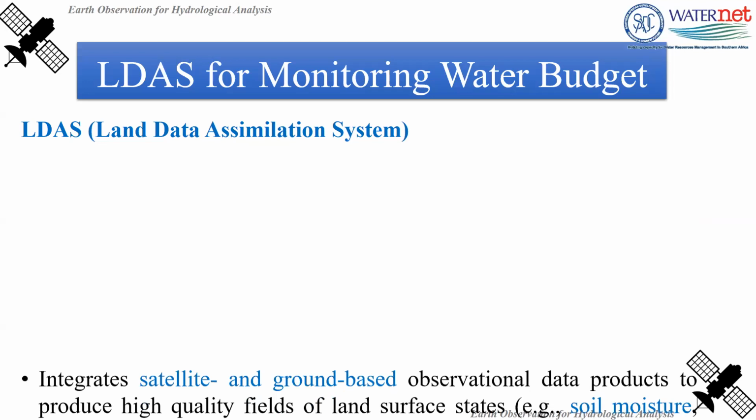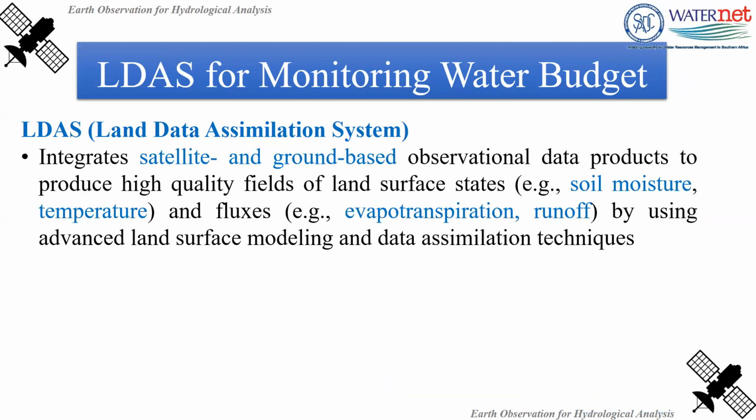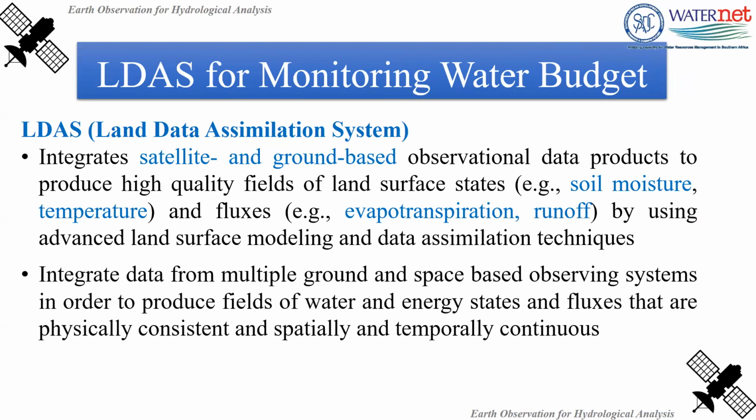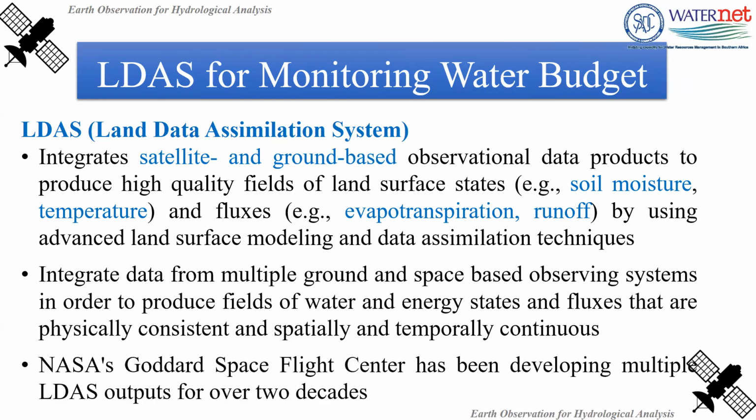Ground observations, the water budget components that we're interested in. And the Land Data Assimilation System actually integrates data from multiple ground and space-based observation systems to be able to model the water and energy fluxes that we use to infer things like soil moisture, temperature, and evapotranspiration or surface runoff.